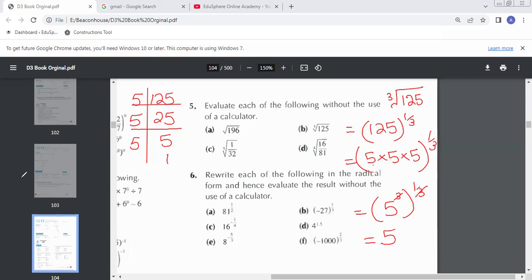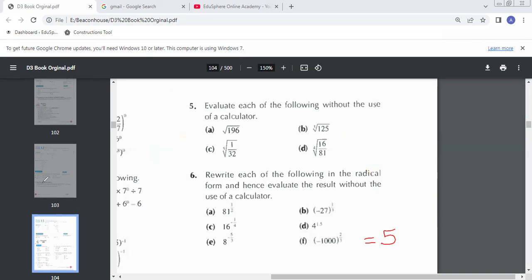Okay, now it is 1 over 32, but it's actually in the fraction form.